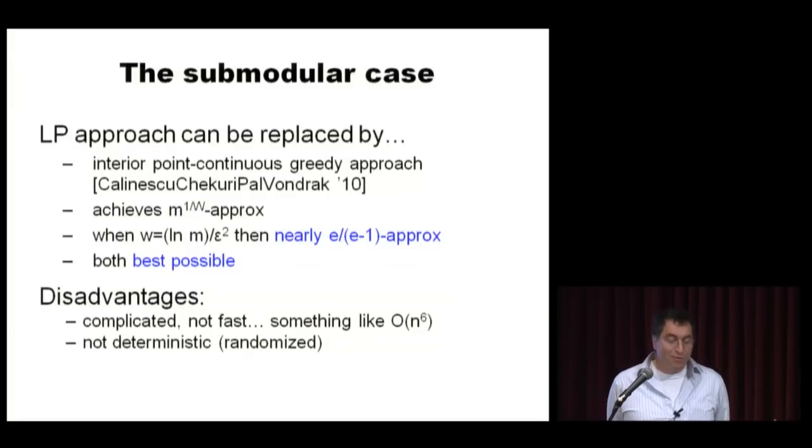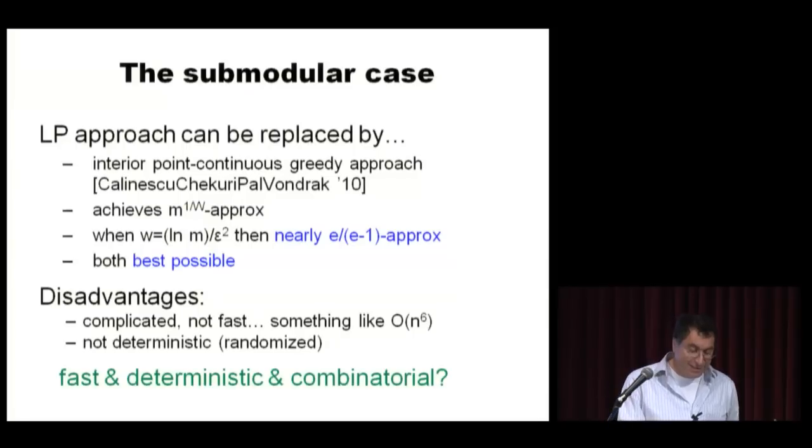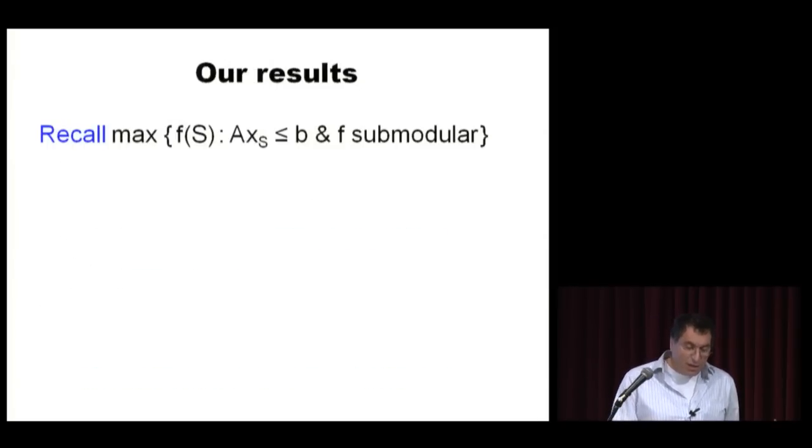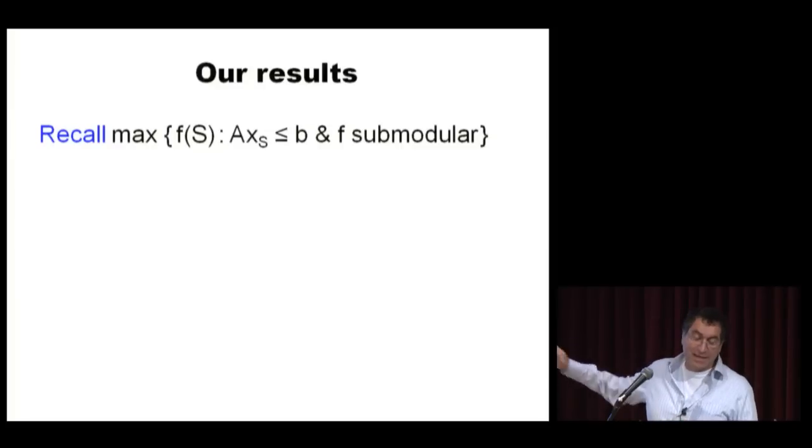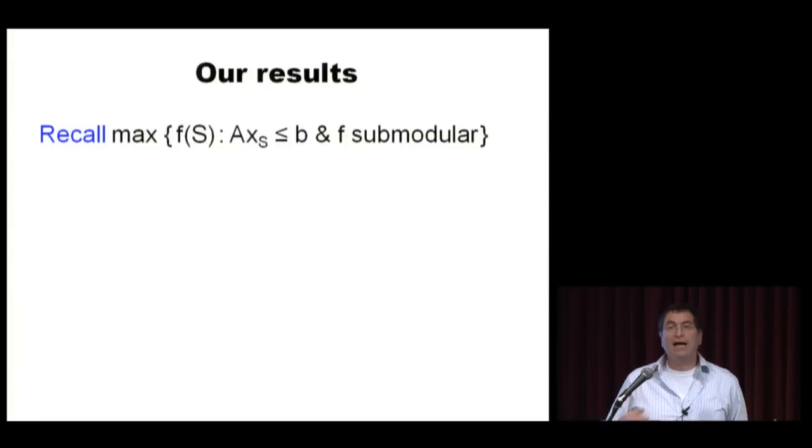So we want to find an algorithm which is also supposedly efficient in practice, not necessarily, but supposedly. Also this algorithm is randomized, and we are looking for a fast deterministic combinatorial algorithm. So, okay, let me again tell you what the problem is. It's the simplest problem. I never saw a simpler problem. You have a matrix A times X smaller than B, just an integer linear program, but instead of maximizing a linear function, you want to maximize a submodular function.